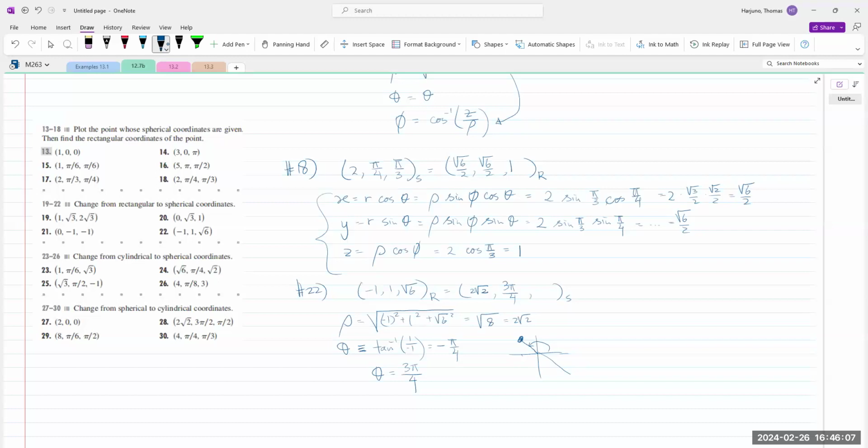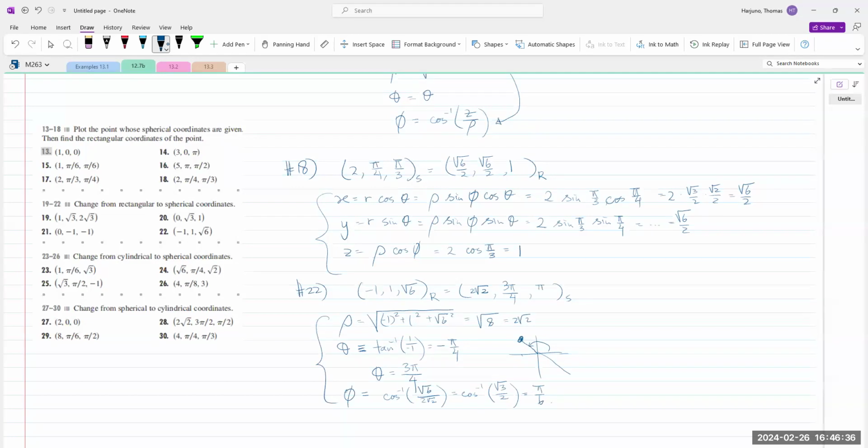Now, how about the phi? The phi will be cosine inverse of the z, which is square root of 6, divided by the rho, which is 2 radical 2. That is cosine inverse of radical 3 over 2. That is pi/6.